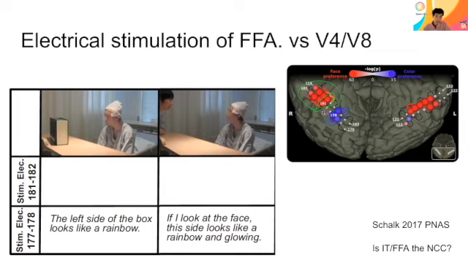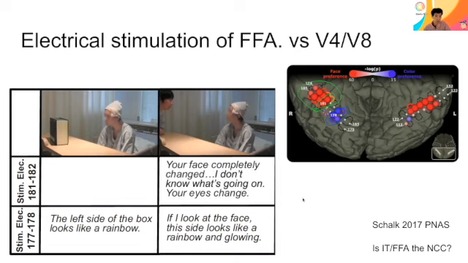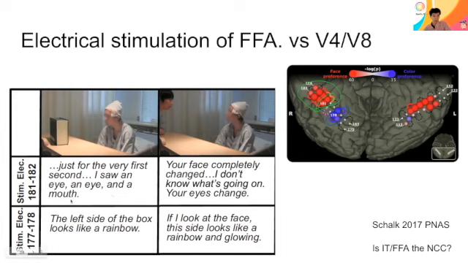But when stimulated with the 181, 182 pair, he reported, your face completely changed. I don't know what's going on. Your eyes change. So when looking at the face, he feels like the face is kind of distorted. And when looking at the book cover, just for the very first second, I saw an eye and a mouth. So there is some kind of rainbow-like thing about the face that is projected on this book. Stimulation of these areas does cause this kind of face-like qualia.